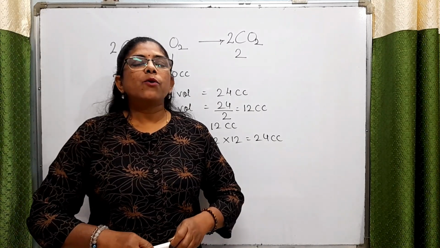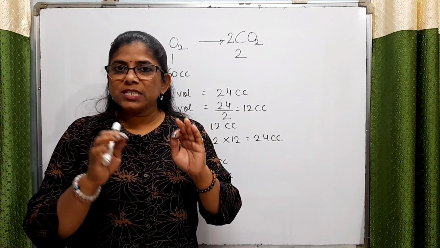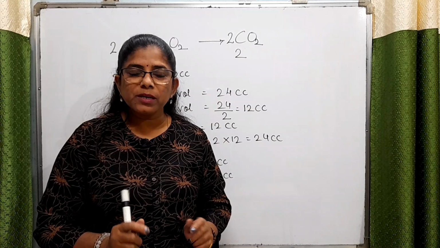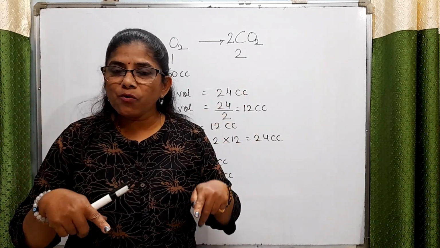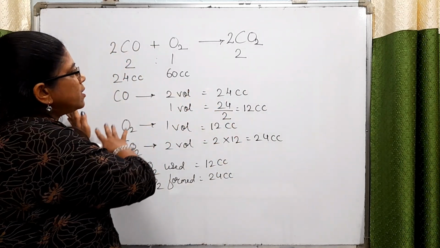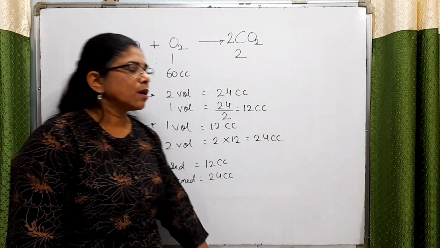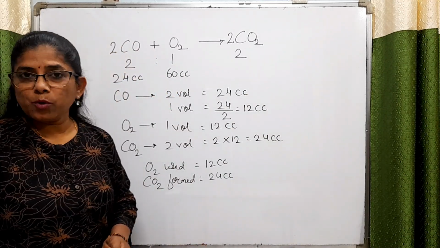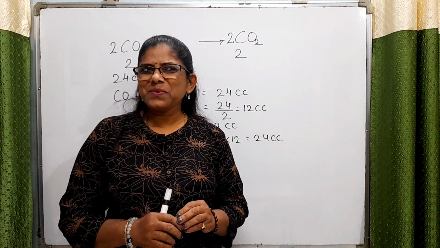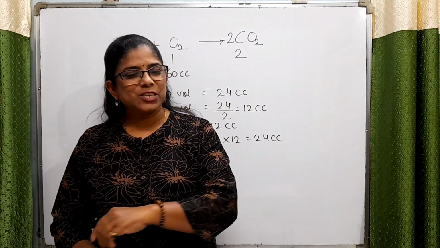As I said, read the problem properly. Check what is given. Write down the ratio of the volumes properly. Find out the value of one volume. Once you get the value of one volume, accordingly you can find the value of the other things in the reaction. So here we complete 5 problems, and the next problems, which are a little bit more interesting, we can say, will be solved in our next video.